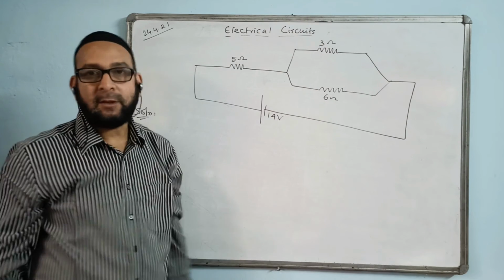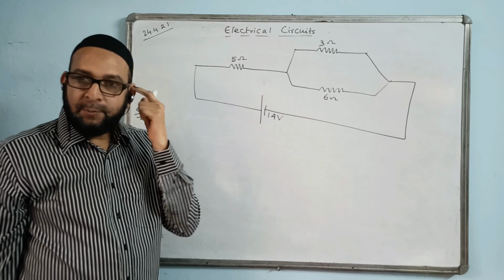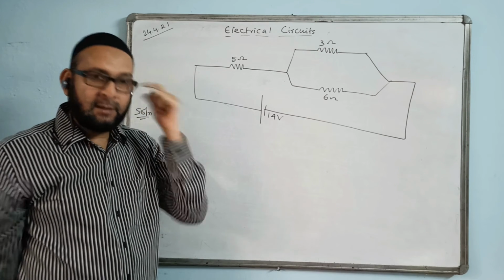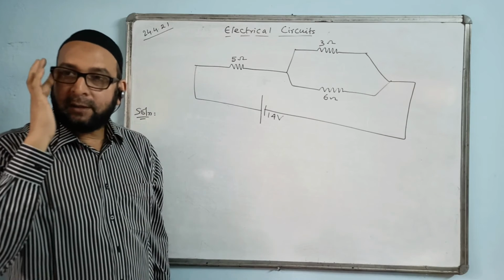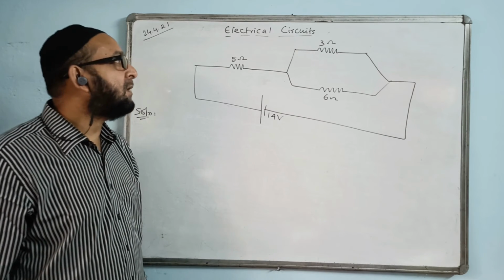Current divider is in a parallel circuit. How do we divide current? And potential divider is in series, where the potential gets divided, I mean voltages are different. For that purpose only I am doing this one.